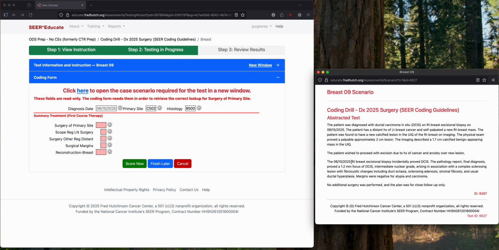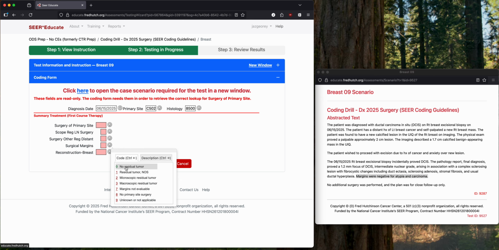So what was the surgery? Right breast excisional biopsy. Incidentally proved DCIS. That path report proved. Okay, I'm kind of going through everything because if you skim, then you miss stuff and then you get something wrong. But so far, it looks like it's notes on the biopsy. Margins were negative. Here we go. So you could put margins are negative. That's 0.